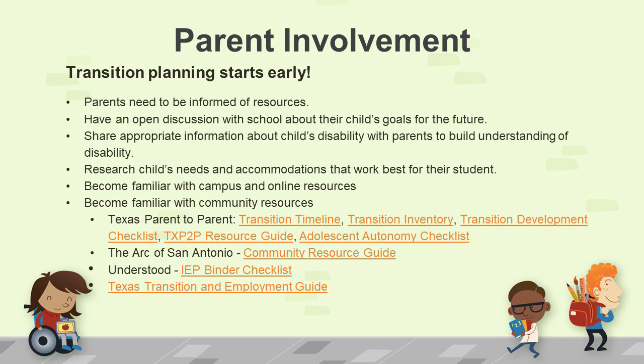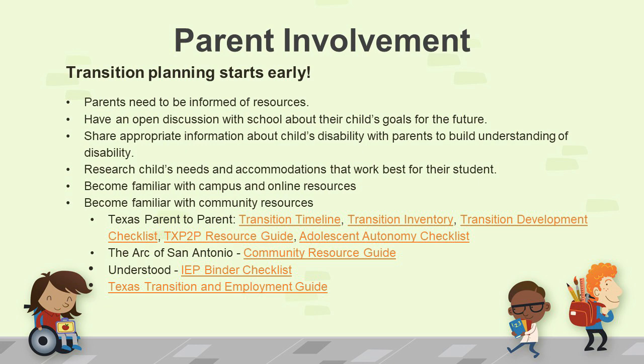Several resources are available to assist families with the transition process, which can be located on the NEISD Transition Google site. Texas Parent to Parent offers a transition timeline to help families get ready for transition starting at age 6. They also offer a transition inventory, which is a tool for parents to assess what they are planning for their youth's future. It provides transition steps with websites and phone numbers to get started. The Arc of San Antonio works with families to provide access to community-based services. Understood.org provides resources to families that will empower them to understand their children's needs.